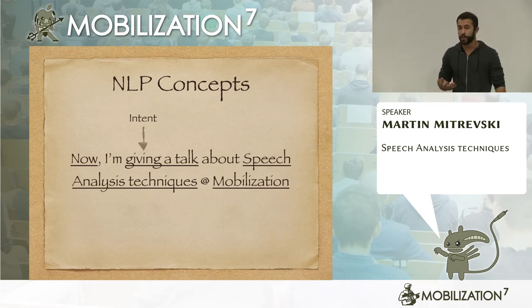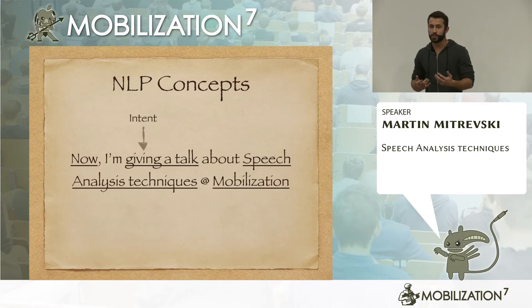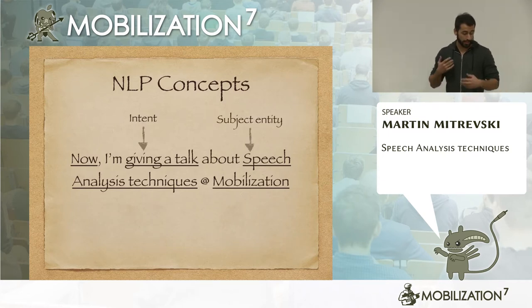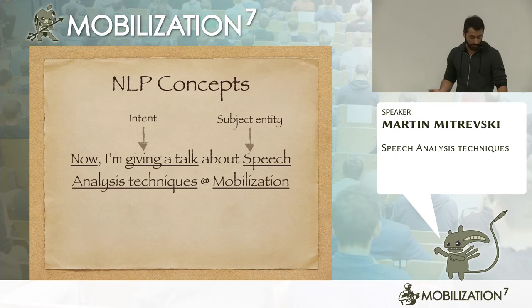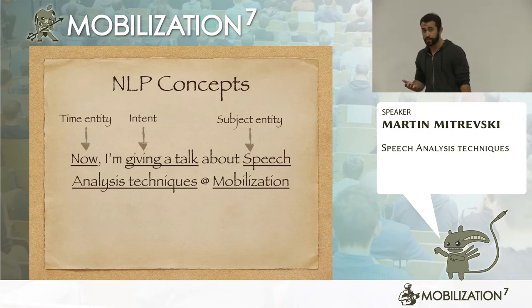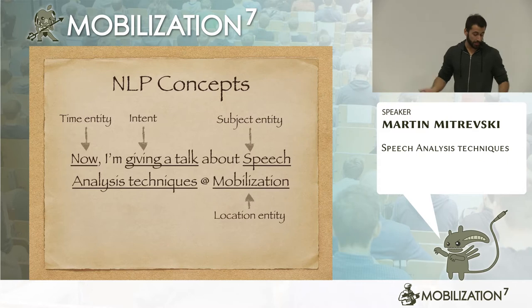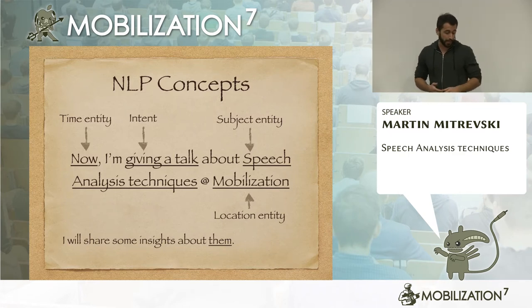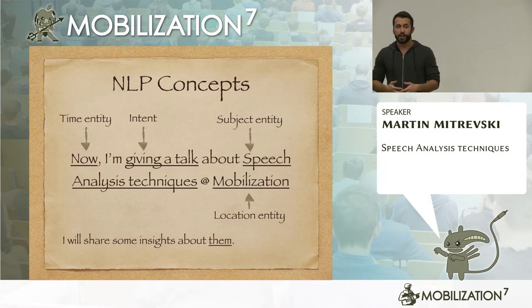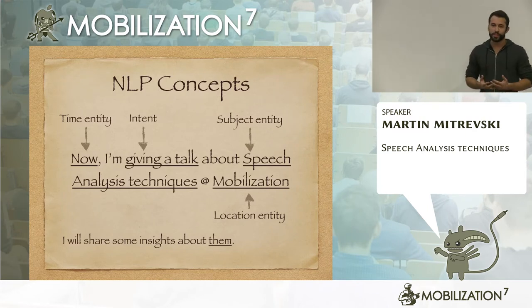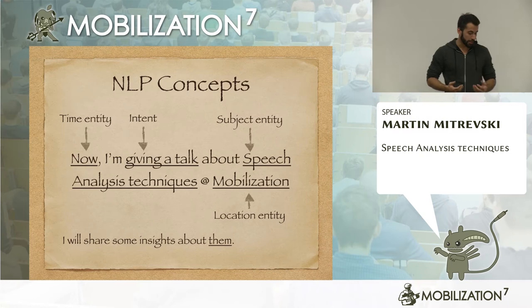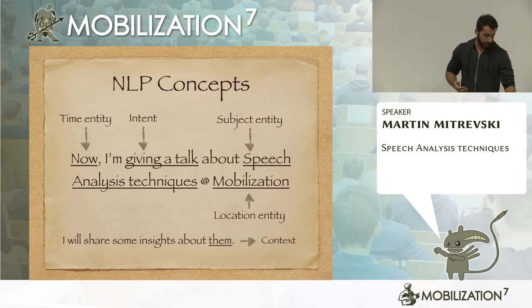Then we need to figure out in this intent the parameters of this action. So I'm talking about speech analysis techniques. So this is the subject of my presentation, and this is one kind of entity. We can also have different kinds of entities. So for example, I'm doing this now, which is a time entity, and also the place entity, at this great conference. Then if I say something like, I will share some insights about them, you can automatically infer that I'm talking about the speech analysis techniques, but for computers, it's not that simple to extract this information. And in natural language processing, this is called a context.